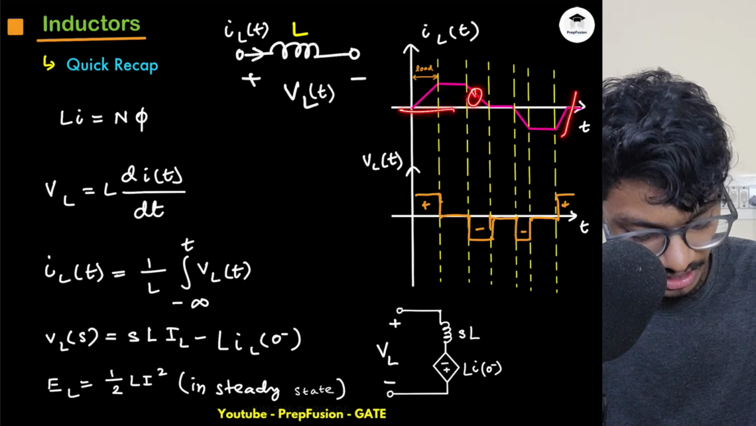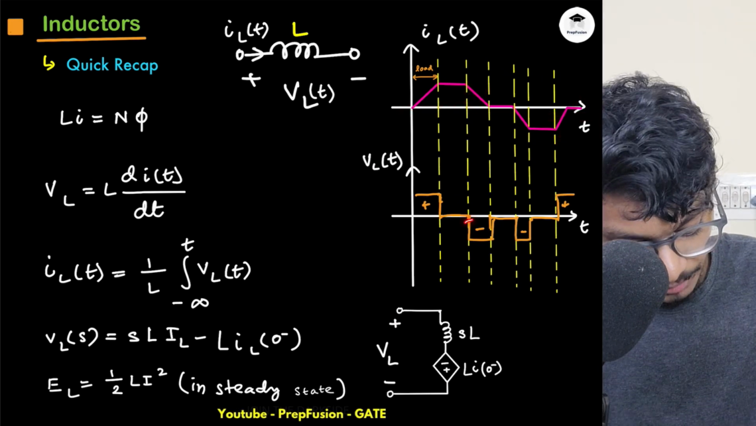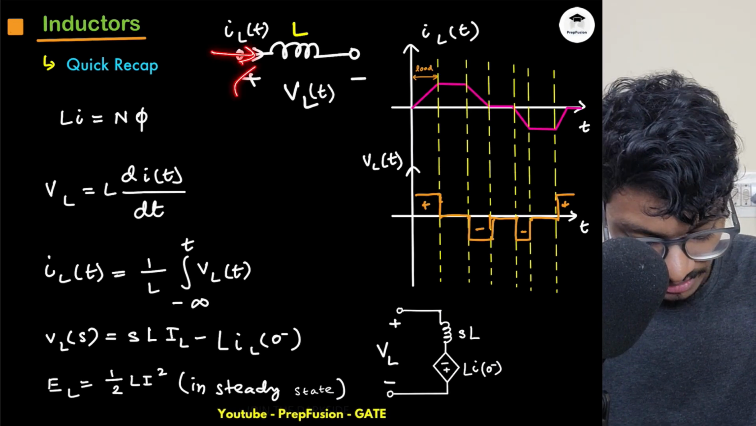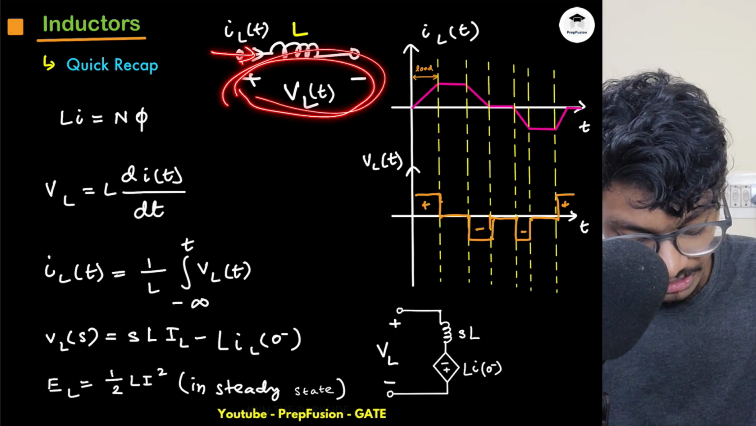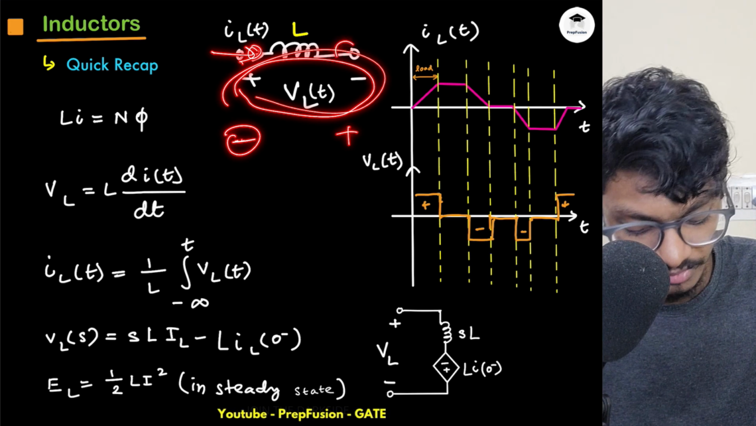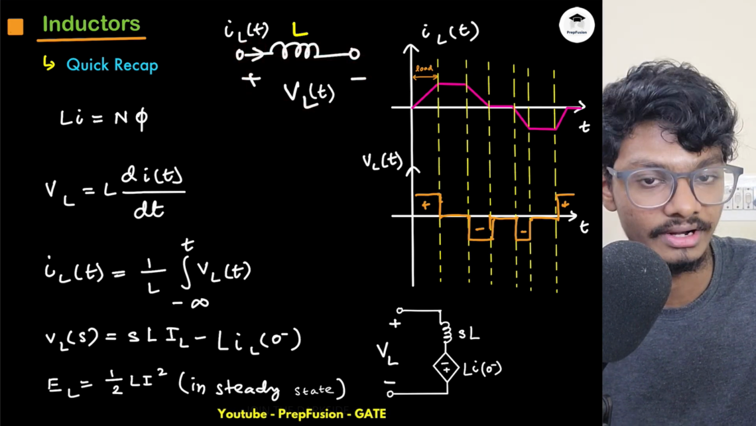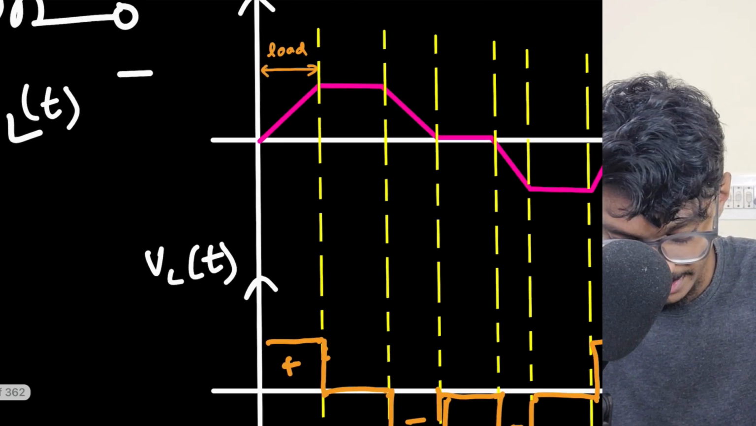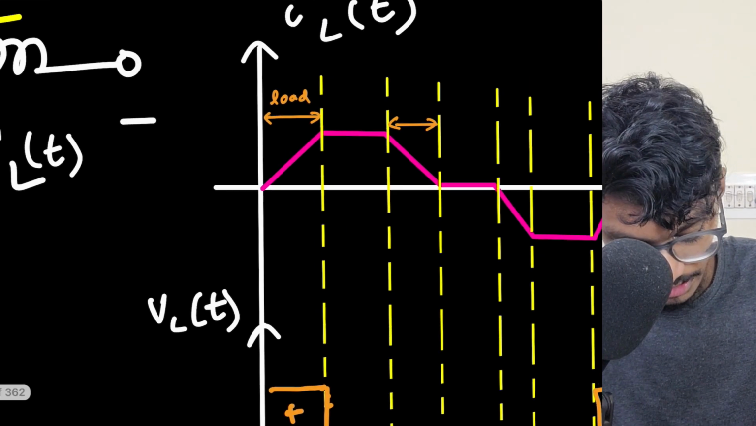In this region, current is positive because this is above the x-axis, right? But voltage is negative. So current is entering here, but voltage is negative. That means the terminals will be changed. So plus will be here, minus will be here. Hence current is entering into the negative terminal, or current is leaving the positive terminal. If current is leaving the positive terminal, that means it is delivering power. That means it is acting like a source in this region.